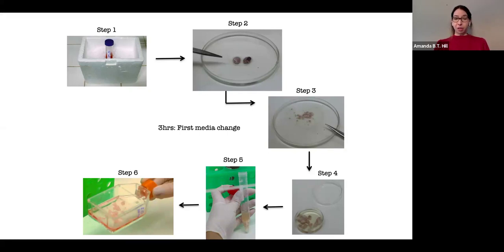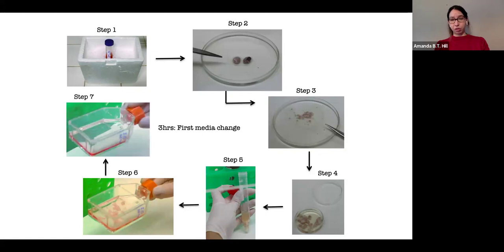So usually protocols to recover MSC from the tissue are based on adherence during the first 48 to 72 hours of culture. However, it can lead to a heterogeneous population of cells. So after this 3 hours, we can change the media, and the media should be changed for the first time, and then the cells can be expanded, stored, and used for characterization and future experiments.